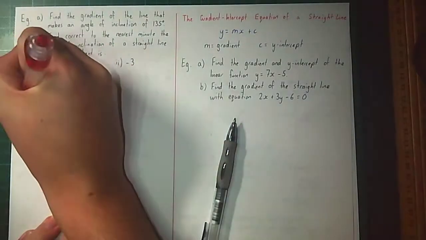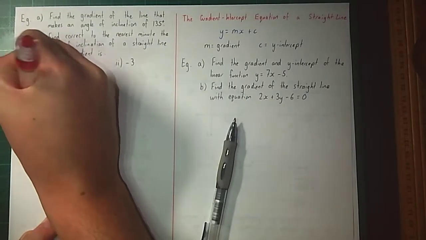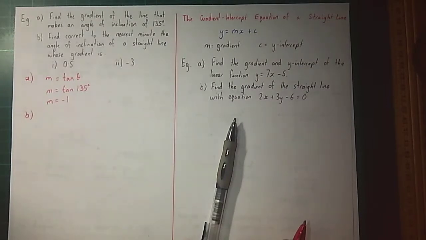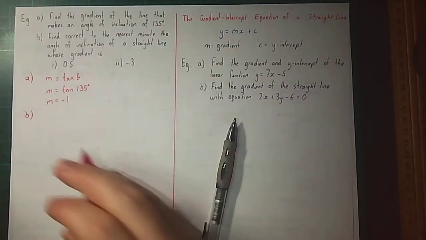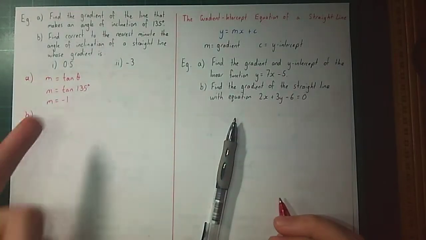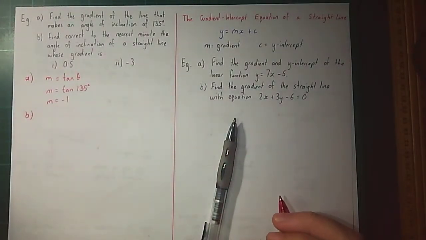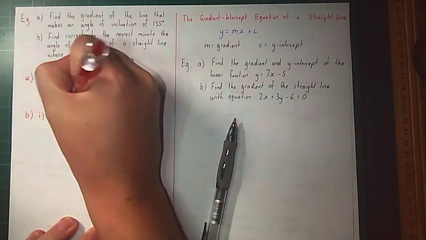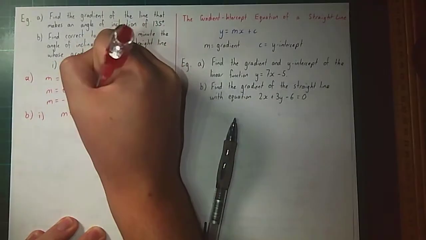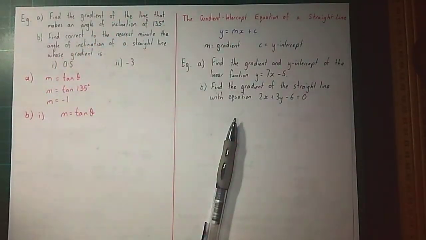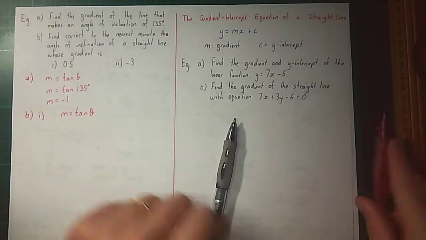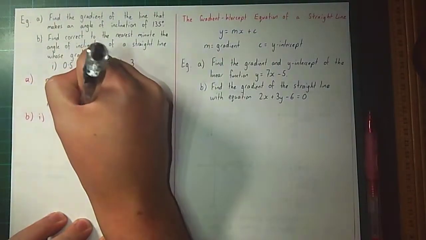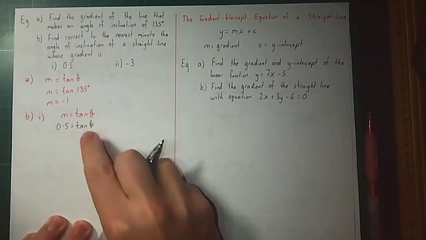Now, for b, we have to do it twice, for I and II. The question is: find, correct to the nearest minute, the angle of inclination of a straight line whose gradient is 0.5 and -3. So first of all, the 0.5. Once again, we know that m is equal to tan theta. If we input what we know, the gradient is 0.5, and that is tan theta. So that means we need to find this angle.